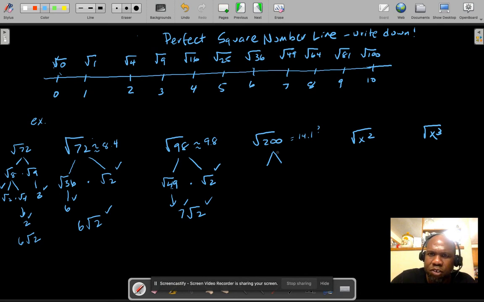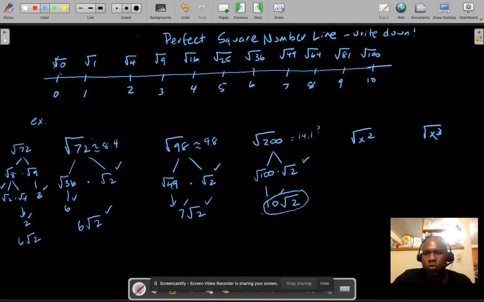All right, so let's look for the perfect square. The first one we see is 100. That's perfect, no pun intended. So square root of 100, square root 2. Multiply those two together. Now square root of 100, what does that break down to? The perfect square is 10. And the 2 stays where it's at, so it becomes square root 2. So that would be the answer to the question: 10 square root 2, 7 square root 2, 6 square root 2.